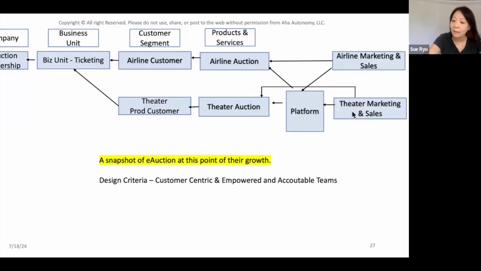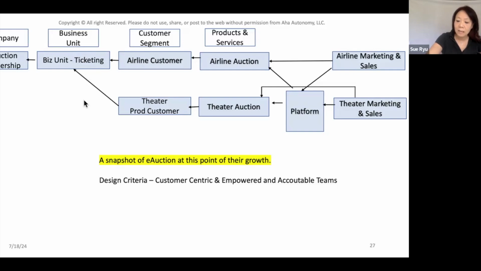You have a marketing and sales team for the theater production customers and theatergoers. And then that gets fed into the platform team where they provide the libraries. And then you have a theater auction team that actually provides the apps. And then you have a theater production customer segment team that is geared purely for the theater production company's value proposition. Now, the important thing to see here is that the business unit now oversees a portfolio of customer segments.